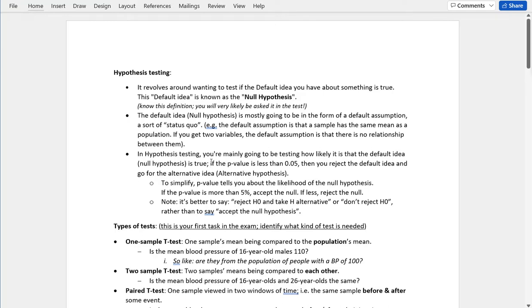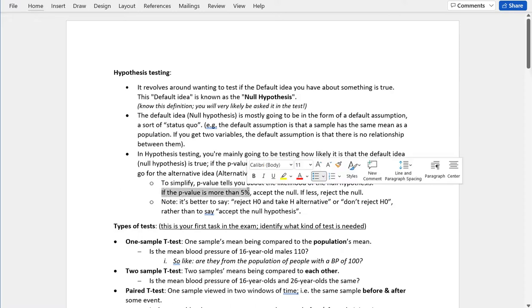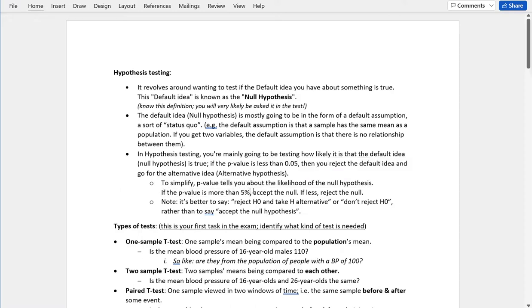When you run a test in Excel, it'll end up giving you a p-value. Okay, this p-value, just in summary, what is the p-value? To simplify it, it is a value that tells you the likelihood of the null hypothesis. If the p-value is more than 5%, so more than 0.05, you accept the null hypothesis. If the p-value is less than 0.05, you reject the null hypothesis and you take some alternative hypothesis in its place. Okay, so that's just the p-value.